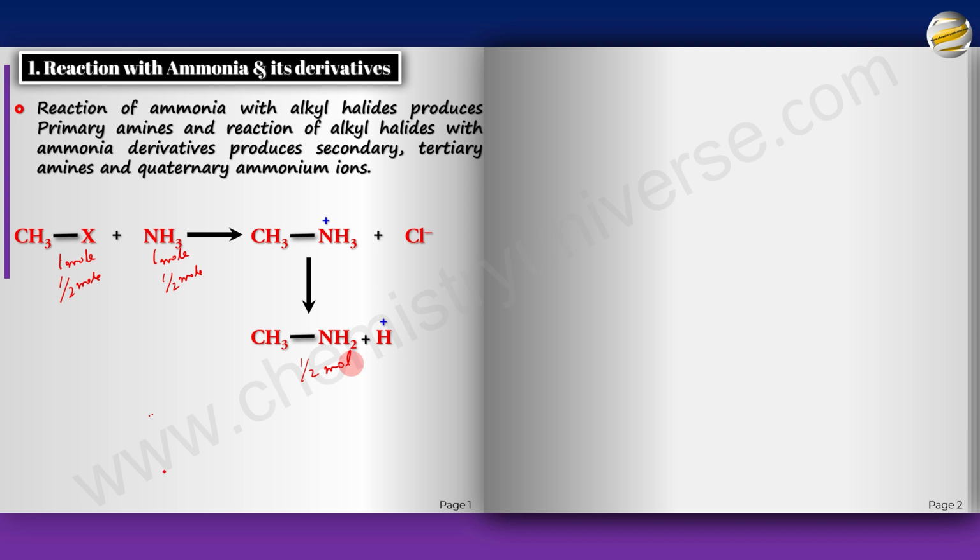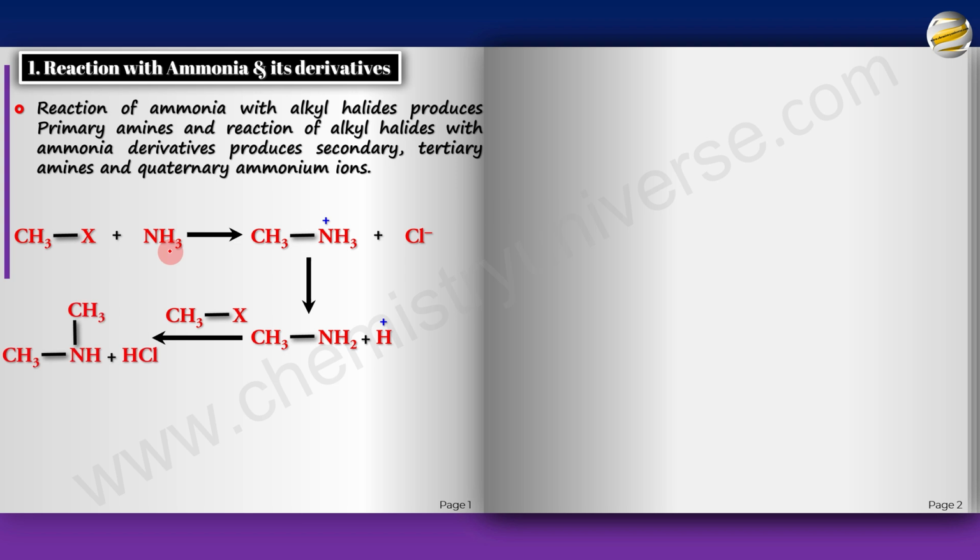Now what happens is the half a mole of this has an option of reacting with the half mole of this that is left or the half mole of this that is produced. Now this is more nucleophilic than ammonia because of the plus I effect. So the half a mole of this would tend to react with this rather than the half a mole of this. So what we get is that we will get secondary amine.